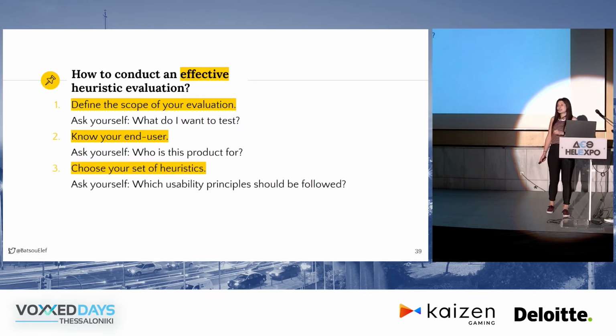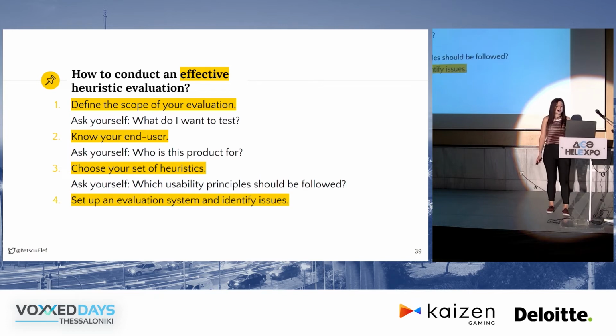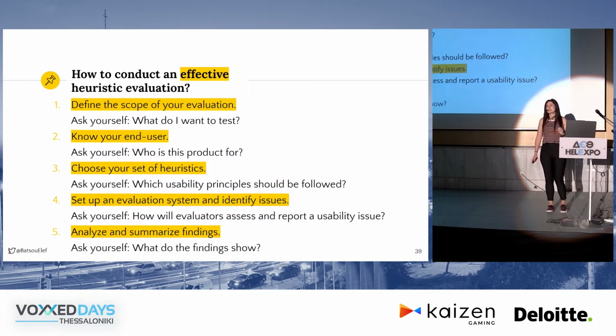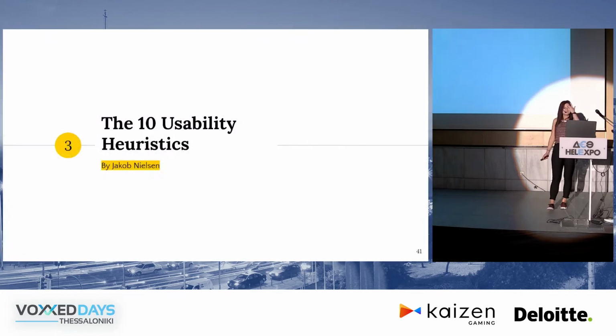Choose your set of heuristics, and we will talk about that in a bit. Set up an evaluation system and identify issues. This is especially if you already have a product and you think that something is not working so well, this is something that you should absolutely do. And analyze and summarize findings, because you may have done a great research, but if you don't go back, analyze those facts and make some new data, then you don't have anything. It's just a waste of time.